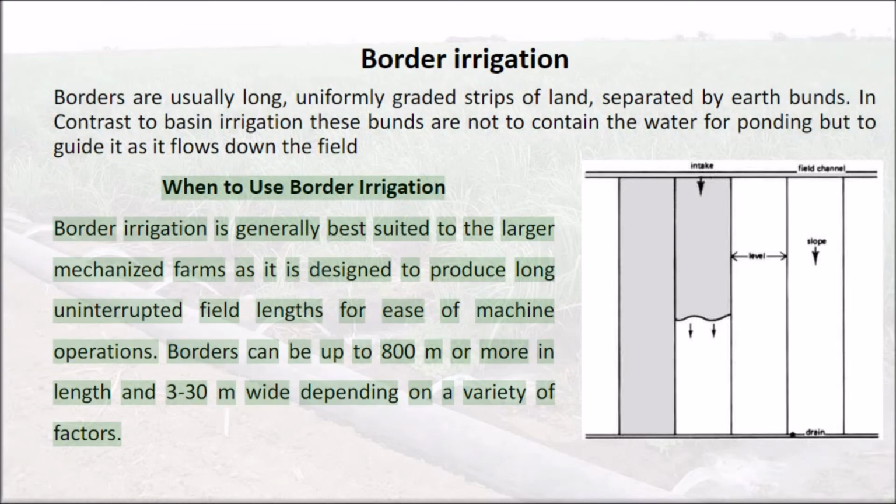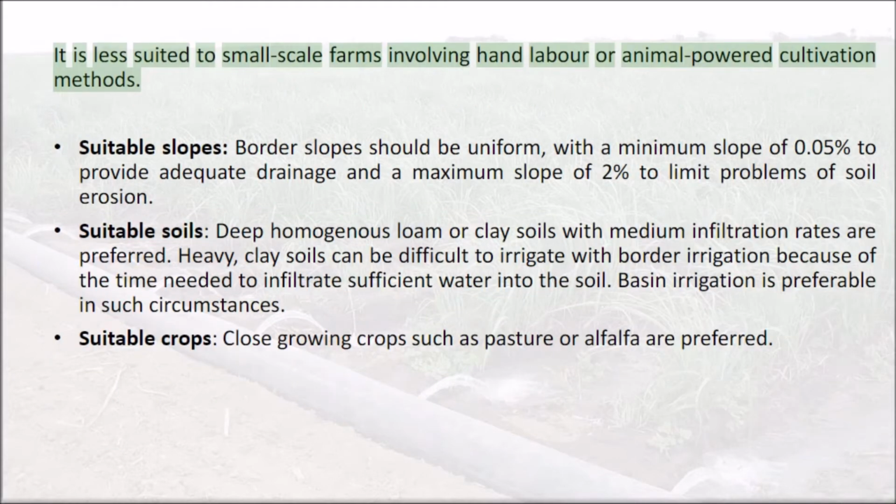When to use border irrigation? Border irrigation is generally best suited to the larger mechanized farms as it is designed to produce long uninterrupted field lengths for ease of machine operations. Borders can be up to 800 m or more in length and 3 to 30 m wide depending on a variety of factors. It is less suited to small-scale farms involving hand labor or animal-powered cultivation methods.